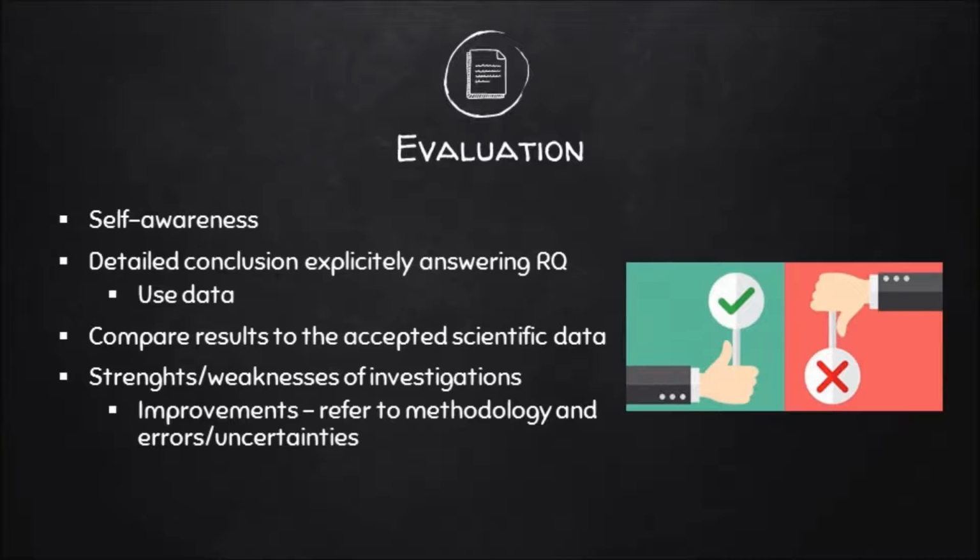Look at the accepted scientific information or data and compare results to it in the accepted scientific context. If it doesn't agree, mention why it might not agree. Maybe it was something different you did in an experiment compared to the experiment a scientist did, and mention how the difference could affect the data.